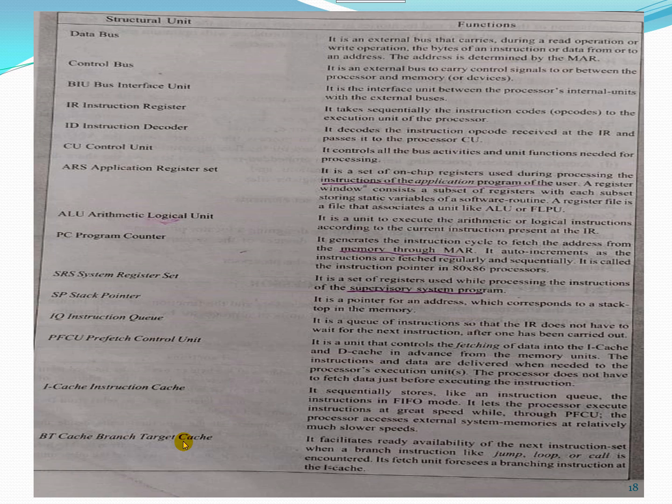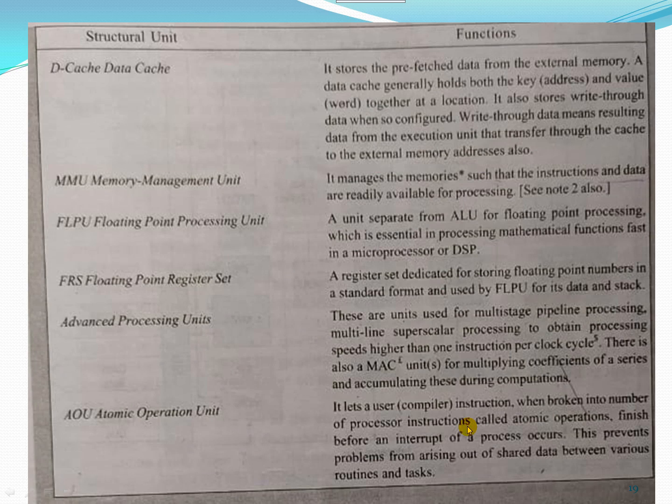of fetching the data which are going to be the target of the jump instructions from the memory. So instead of fetching the data from the memory, we will be prefetching those particular data from the memory into this particular branch target cache, so that we can have access to those data in a very fast manner. So for that only we will be using this particular branch target caches.